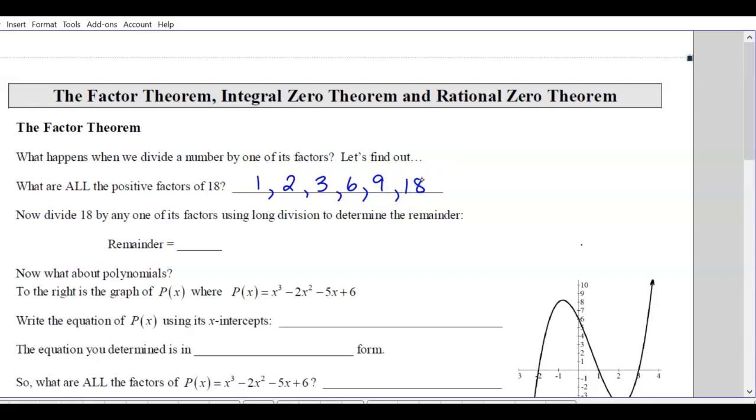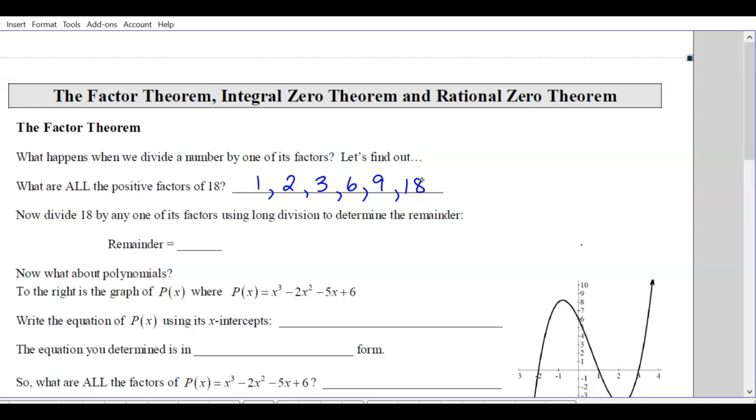Okay. Now, technically, we could include, no, I'm going to leave that out. Well, we could divide by a negative and get a negative answer, but we're going to leave that for the next part here. So those are factors of 18.